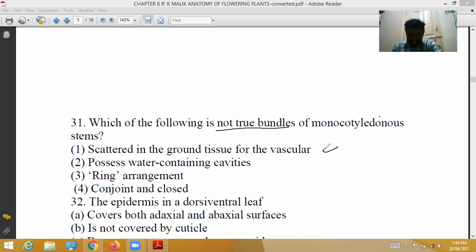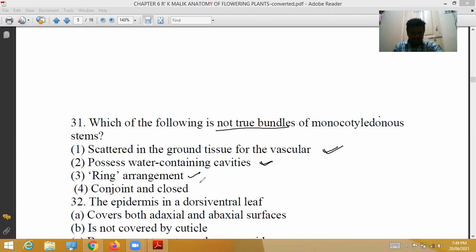So it is correct. Generally, vascular bundles are scattered in the ground tissue, so it is a correct statement. Next, possesses water containing cavities. Yes, vascular bundles possess some water containing cavities, called lysigenous cavities. It is also correct.